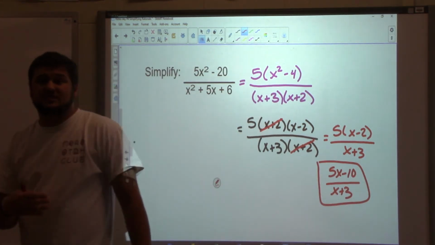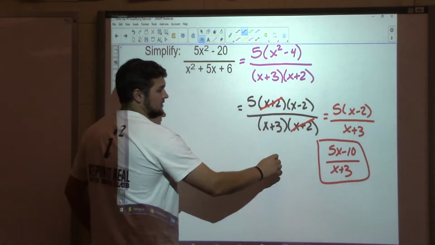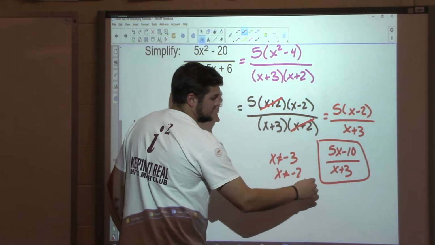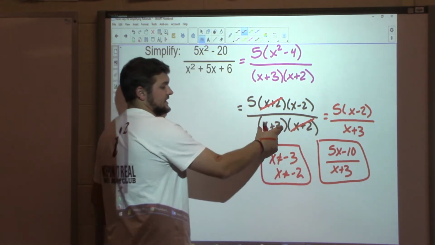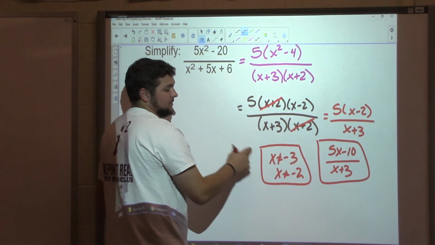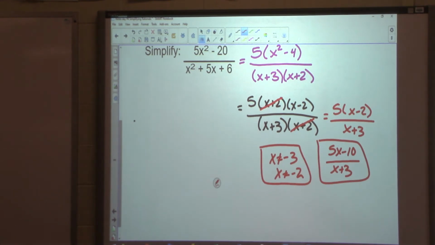And would I have restrictions? Yes. What would they be? X cannot equal negative 3, and x cannot equal negative 2. Because x plus 3, if I set it equal to 0, I get negative 3. If I set x plus 2 equal to 0, I get negative 2. Okay? Does that make sense? Are we good right now? Do we have any questions? Okay. I'm going to skip G.